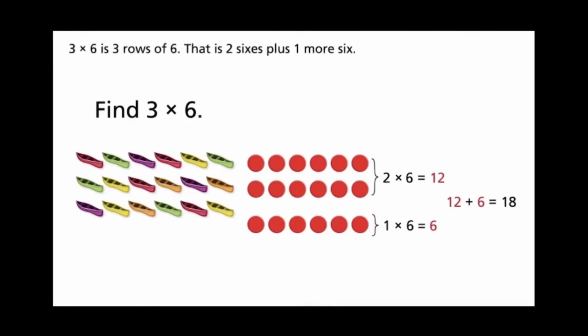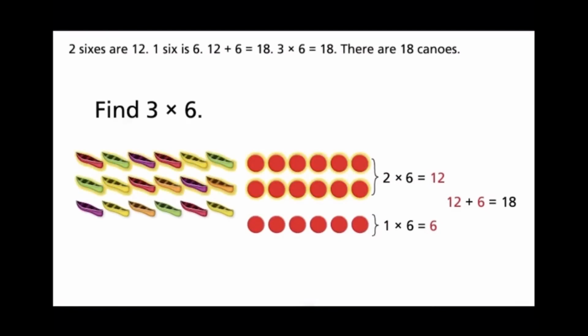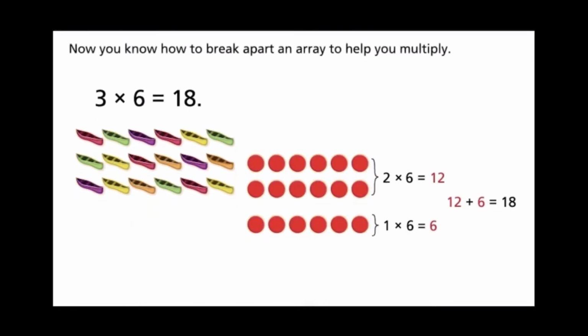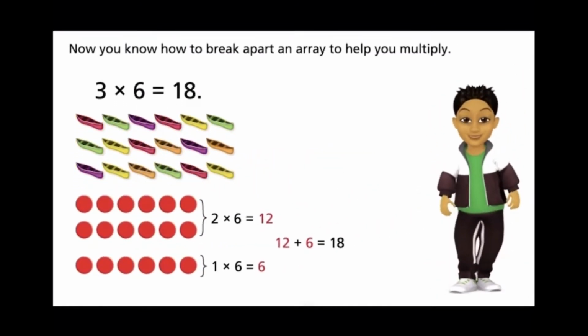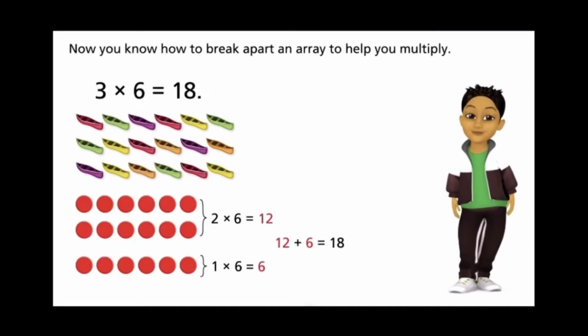3 times 6 is 3 rows of 6. That is 2 6's plus 1 more 6. 2 6's are 12. 1 6 is 6. 12 plus 6 equals 18. 3 times 6 equals 18. There are 18 canoes. Now you know how to break apart an array to help you multiply.